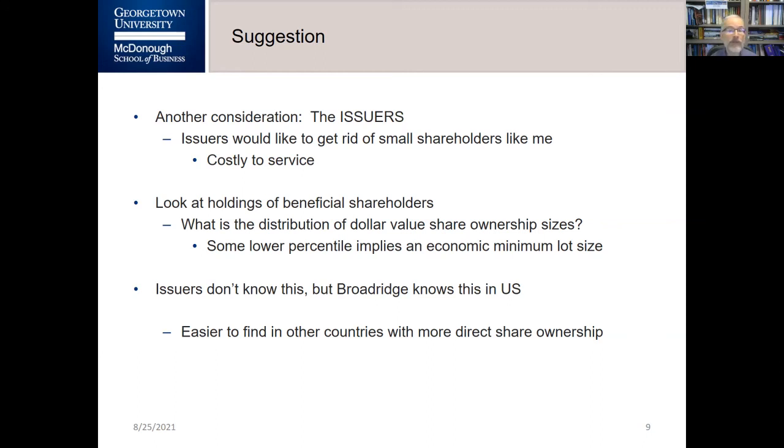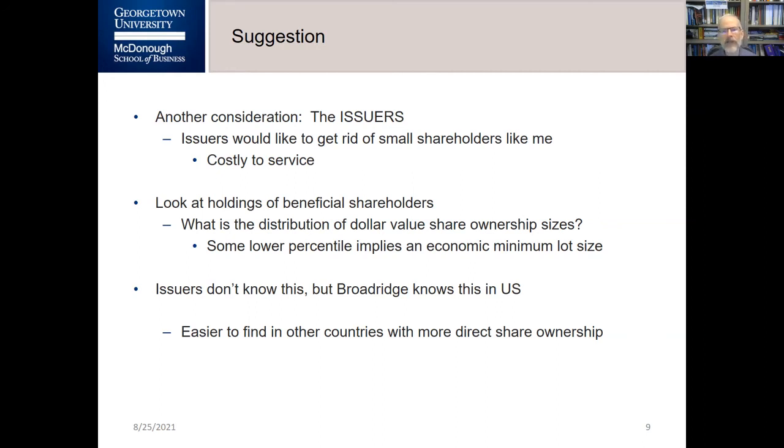I've seen companies do reverse splits followed by forward splits to shake out all of their small shareholders, basically to make it less costly to service them, or in some cases like Parker Drilling, because they wanted to delist from the US markets, and by shaking out the small shareholders, they could get below the registration requirements and thus delist. So think about it from the issuer's perspective.